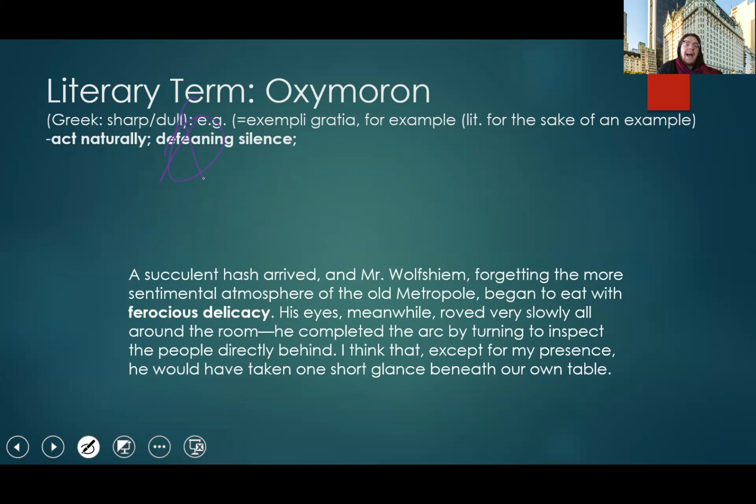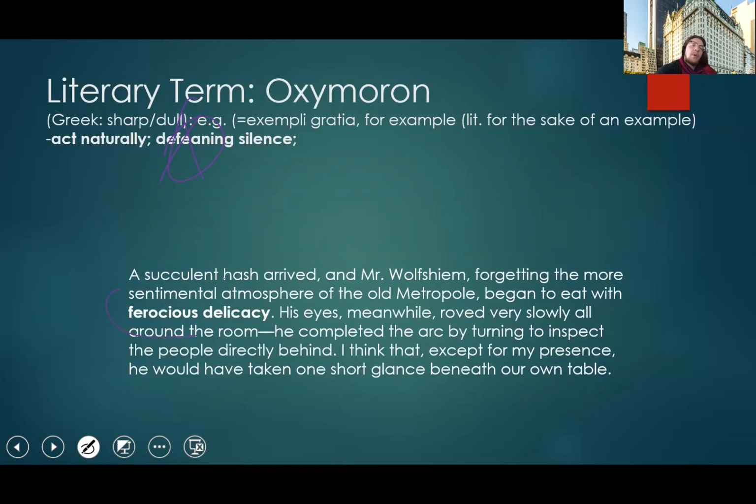A succulent hash arrived, and Mr. Wolfsheim, forgetting the more sentimental atmosphere of the old Metropole, began to eat with ferocious delicacy. His eyes, meanwhile, roved very slowly all around the room. He completed the arc by turning to inspect the people directly behind. I think that, except for my presence, he would have taken one short glance beneath our own table.